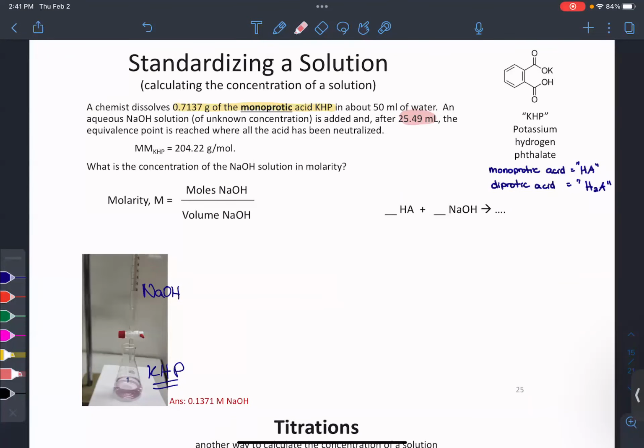So when something's neutralized, the moles of acid equal moles of base. So I have kind of a generic chemical reaction here, acid and base. KHP, I'm just going to call HA, meaning it's just something with a proton, an acidic hydrogen on it. An H plus and an OH minus, hydroxide, make water. That's your neutralization reaction. So the important thing here is to know that a chemical reaction is happening.